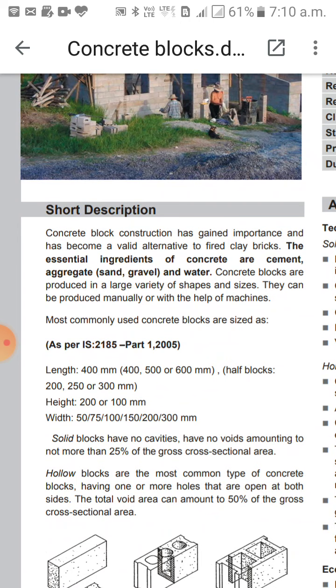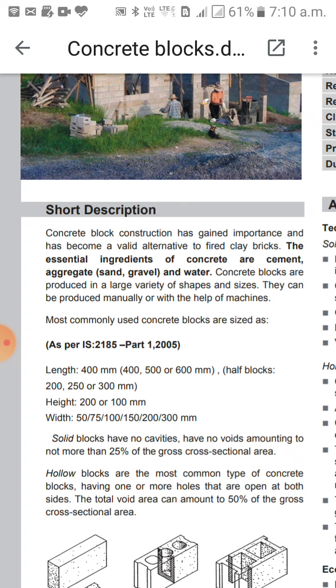So what is the length? Commonly the length is 400 mm. It may be 400, 500 or 600 mm. And you can also have a half block: half of 400 is 200, of 500 is 250, of 600 is 300, and so on. The height is 200 or 100 mm, so half of the length is the height, and the width can range from 50, 75, 100, 150, 200 or 300 mm. So that is flexible.